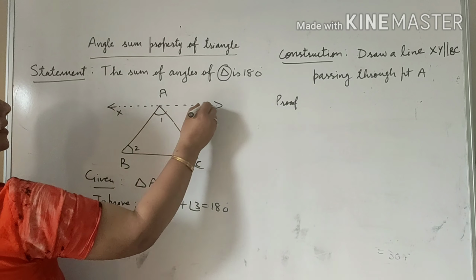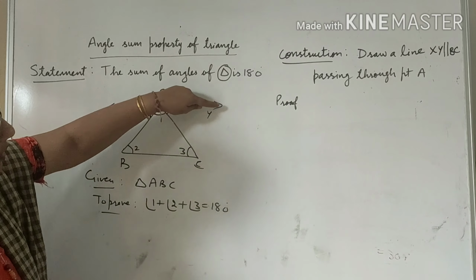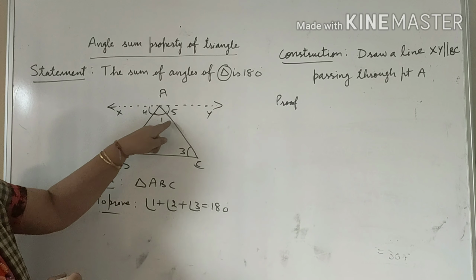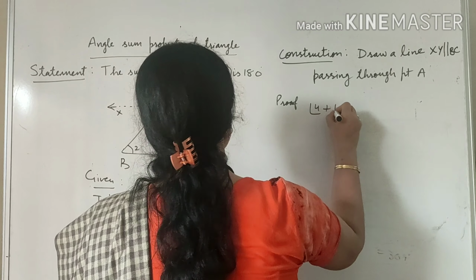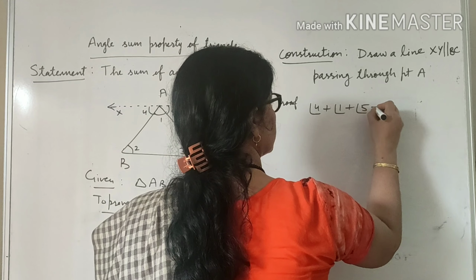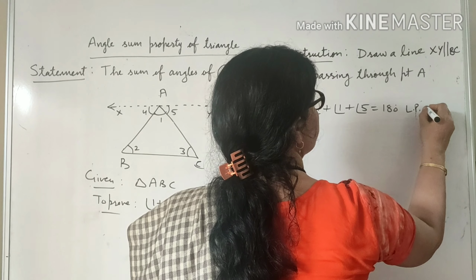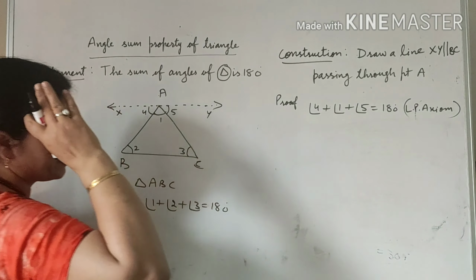See how this is a straight line. Let us name this angle 4 and this angle 5. This is a straight line. So the sum of angles on a line is 180 degrees. So what will we write? Angle 4 plus angle 1 plus angle 5. The sum of these three angles is 180 degrees. Reason: linear pair axiom, or you can write sum of angles on a line is 180 degrees.